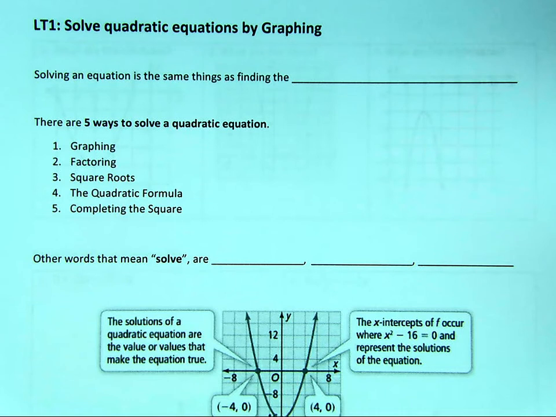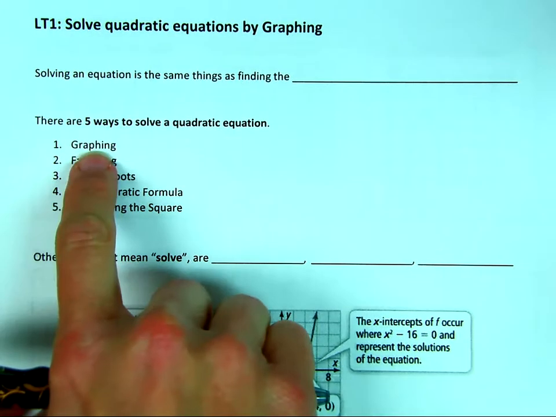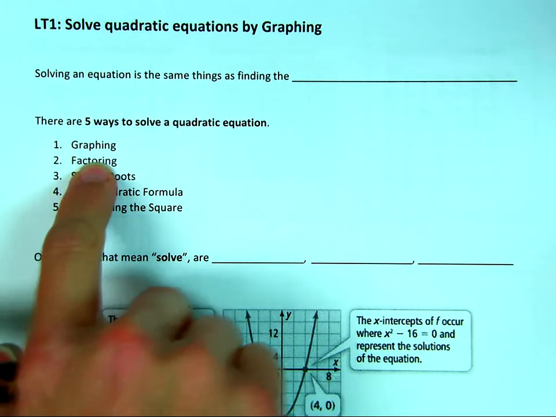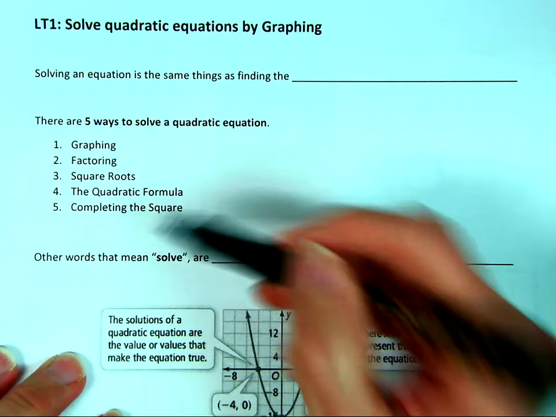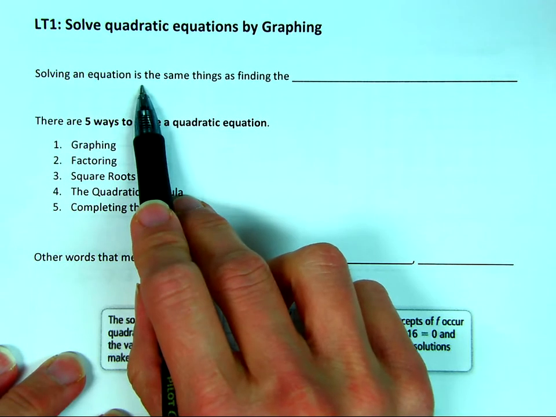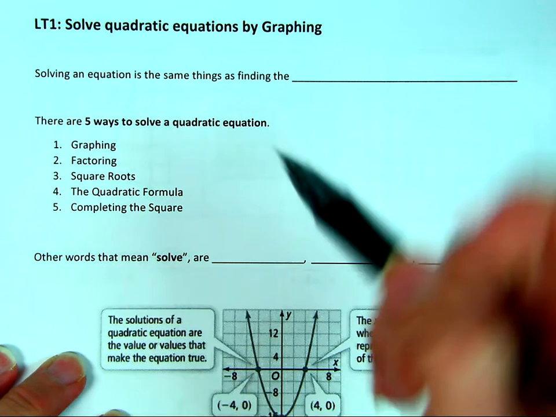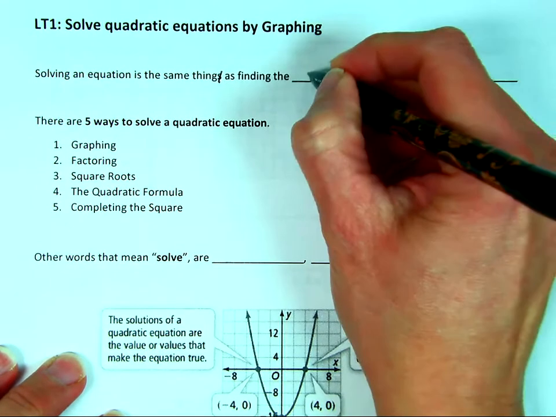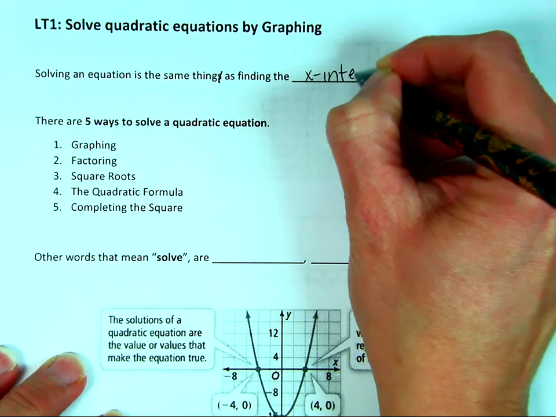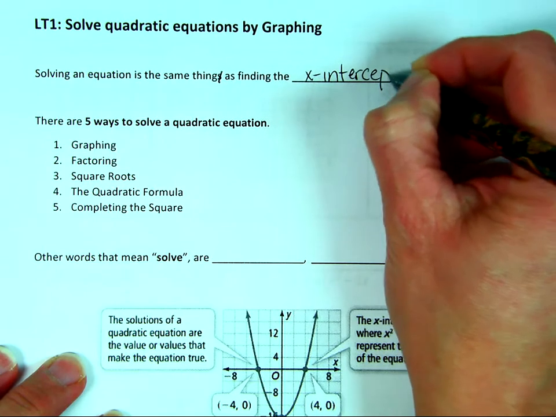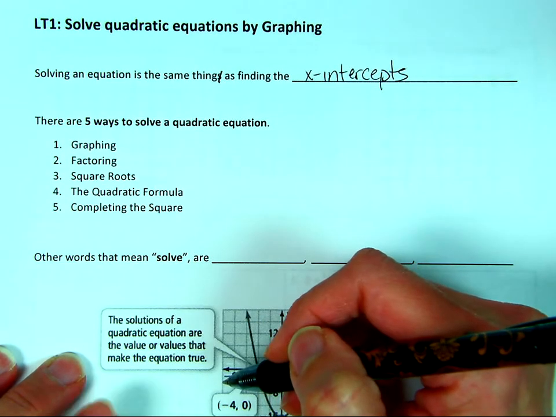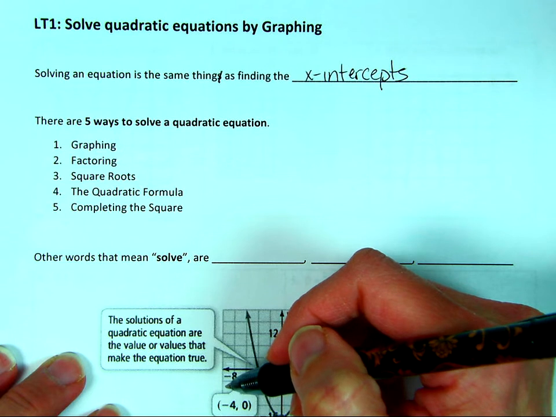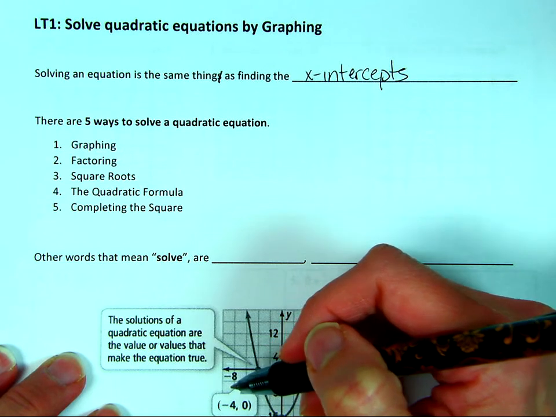So there's 5 ways to solve quadratic equations. We're going to focus just on the graphing today, but know that in the next few weeks we will do all 5 of these. So solving an equation is the same thing as finding the x-intercepts. That is a super important concept to understand. When we're asked to solve an equation, if we were to graph it and just find where the x-intercepts are, those points are the answers to the solutions.